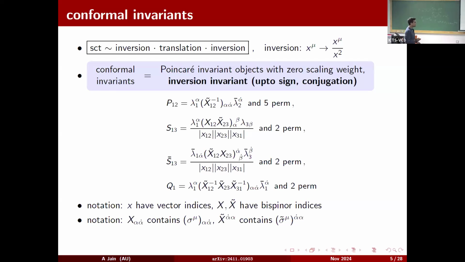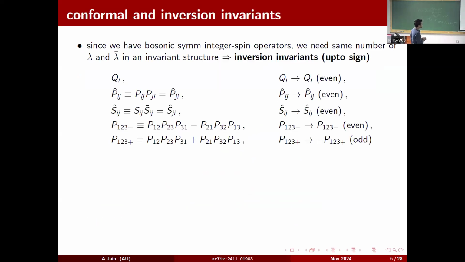Lambda 1 bar, that is right. So we get these structures. So Qi stays. We cannot have P12 or Pij, so we'll make this P hat ij, which is basically multiplied with its conjugate, which is equal to Pji, of course. And again, the same thing for the S's. And these are two new things that we can also make from the P's. If you consider this kind of combination, it goes to itself with a plus sign. If you consider this combination, it goes to itself with a minus sign.